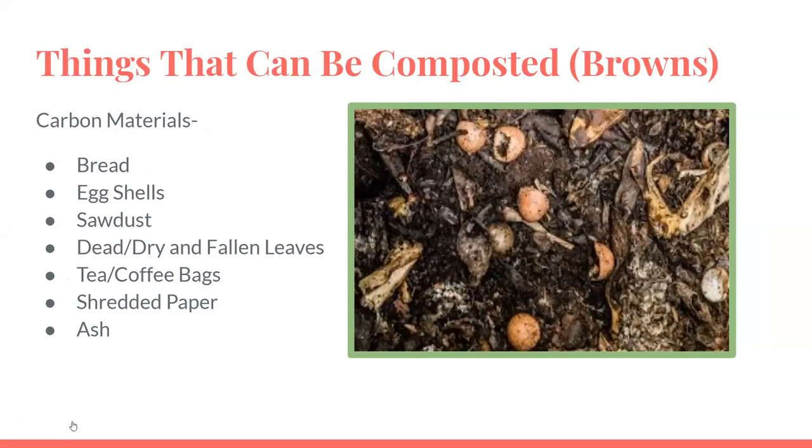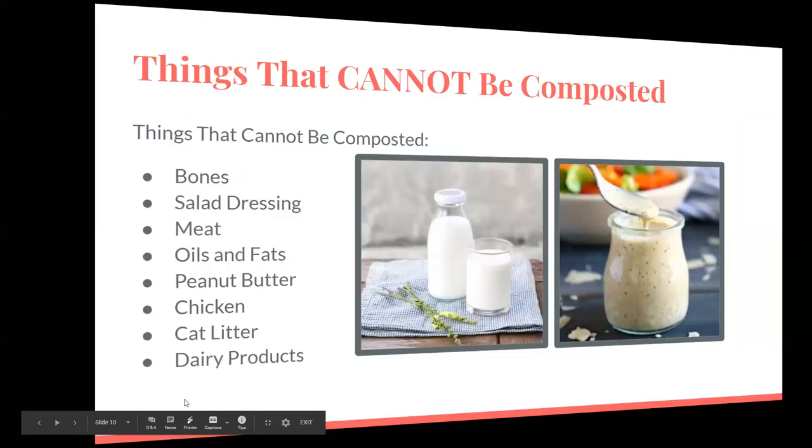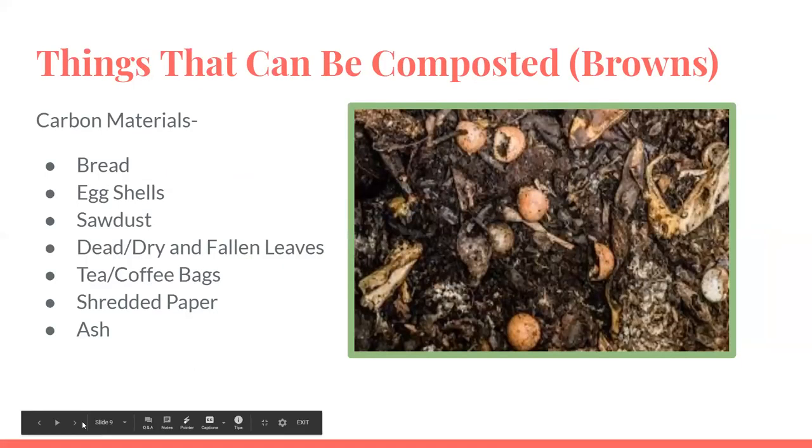Things that can be composted, part 2. Browns, also known as carbon materials. These include bread, eggshells, sawdust, dead, dry, and fallen leaves, tea and coffee bags, shredded paper, and ash.